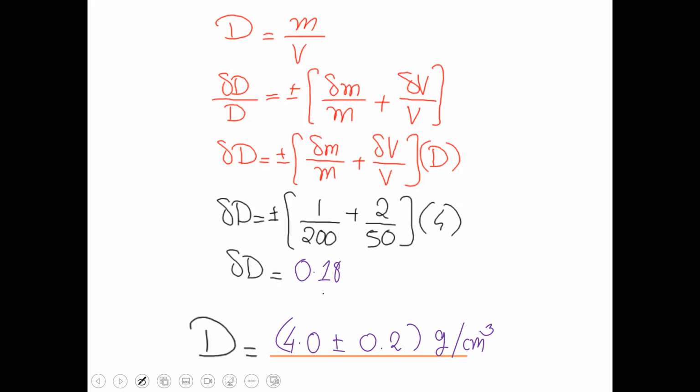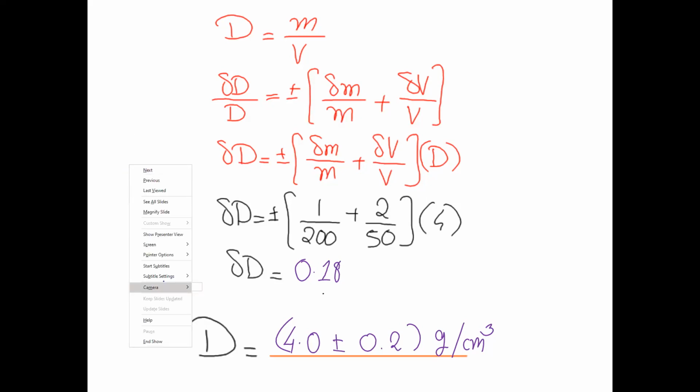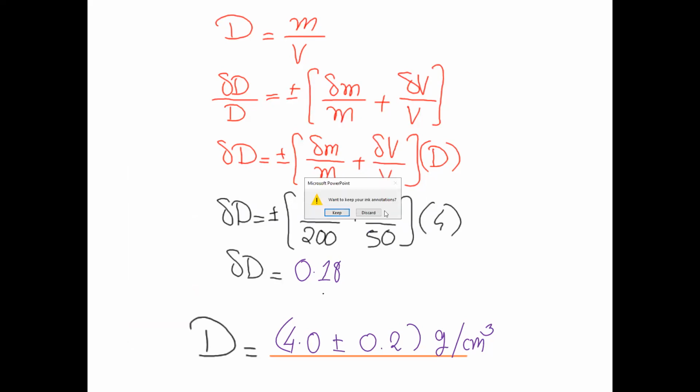So Ariba, did you get the same answer? Yes, sir. Okay, good. Sir, can we write 0.18 instead of 0.2? That's a good question. But remember, uncertainty must be given correct to one significant figure. It's a rule. Uncertainty must be given correct to one significant figure. 0.18 means two significant figures, so you cannot write 0.18.